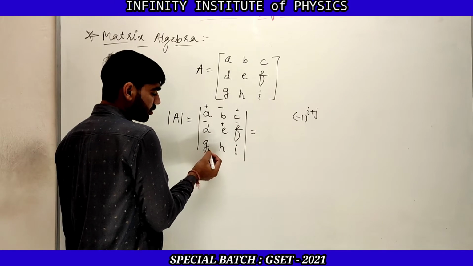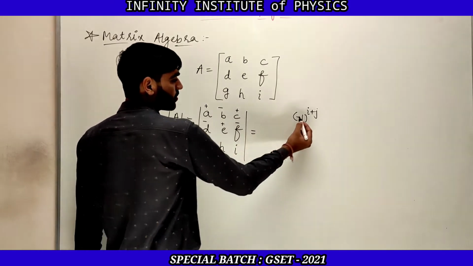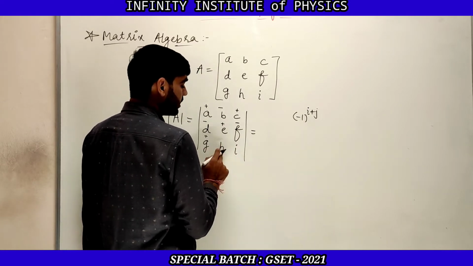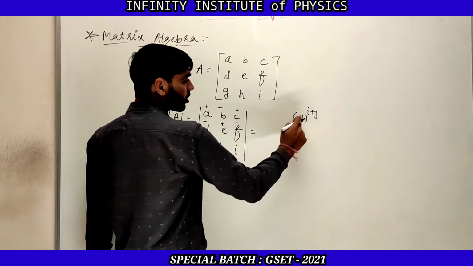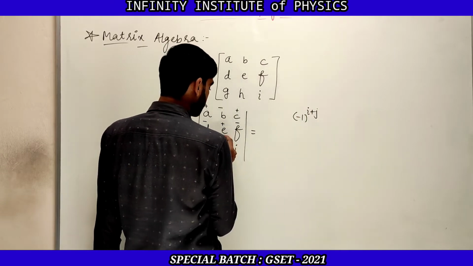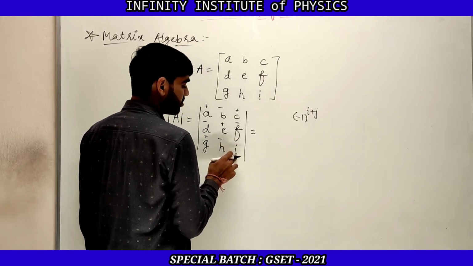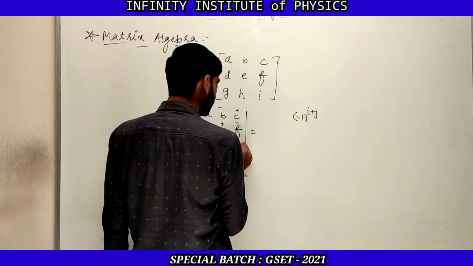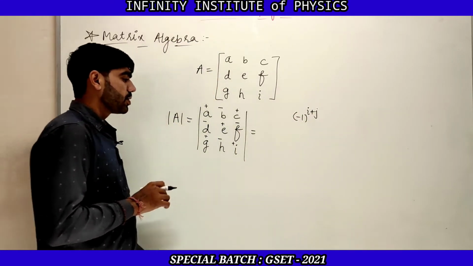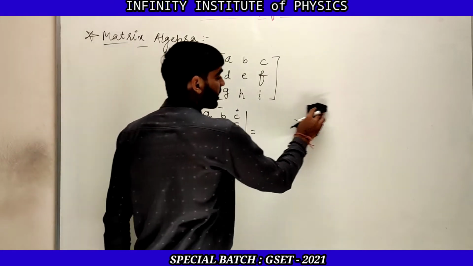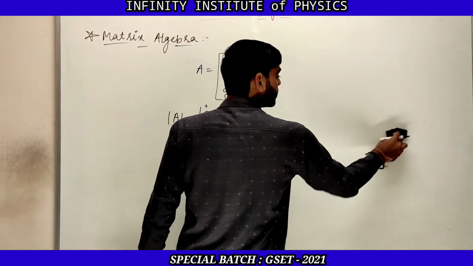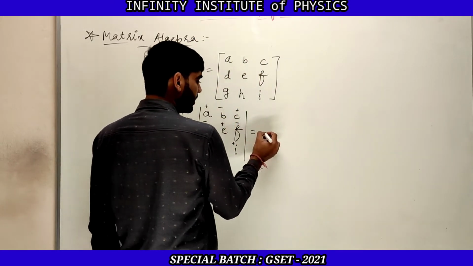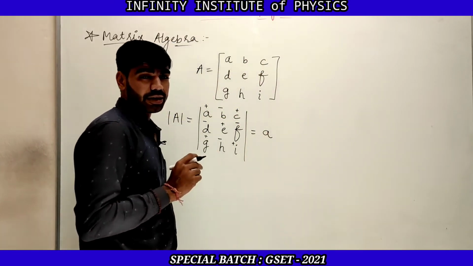Now this is the element of the third row, first column, so 3 plus 1 is 4, minus 1 raised to 4, that is plus 1. Then this is the element of the third row, second column, 3 plus 2 is 5, minus 1 raised to 5, that is minus 1. And the last one is the element of the third row, third column, so 3 plus 3 is 6, minus 1 raised to 6, and that is plus. So this is how we can give the position sign to each element. Now let us take each particular element with its sign.